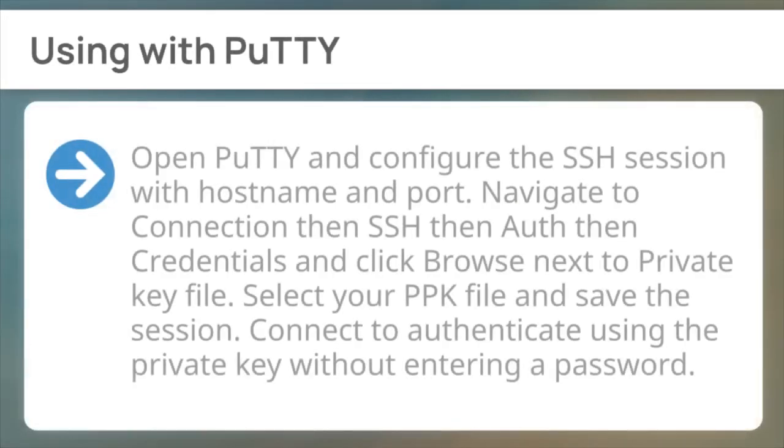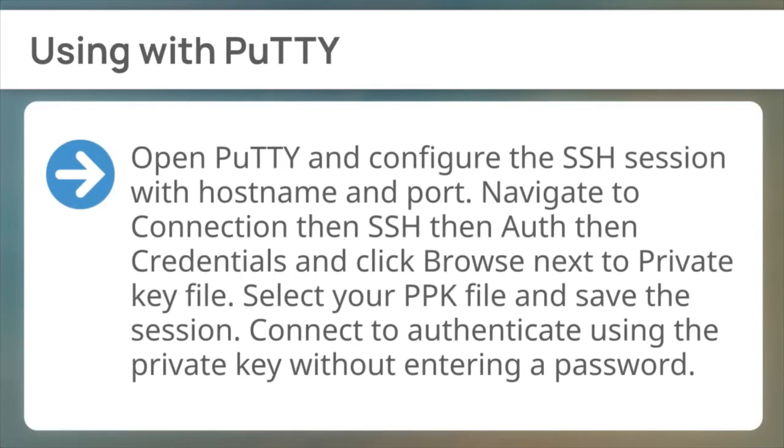First, using with PuTTY. Open PuTTY and configure the SSH session with hostname and port. Navigate to Connection, then SSH, then Auth, then Credentials, and click Browse next to private key file. Select your PPK file and save the session. Connect to authenticate using the private key without entering a password.